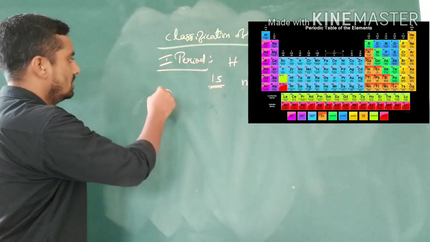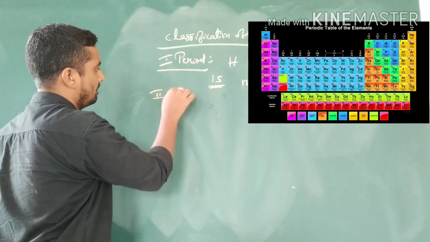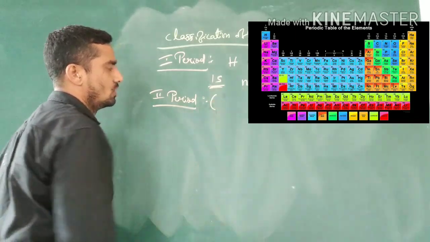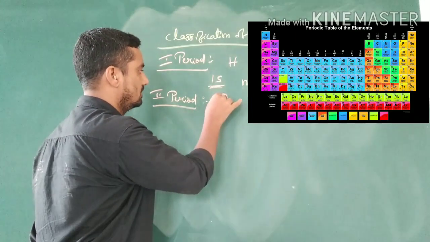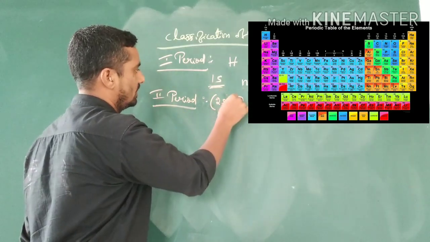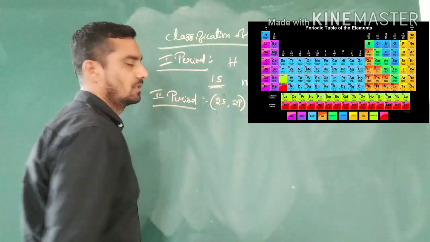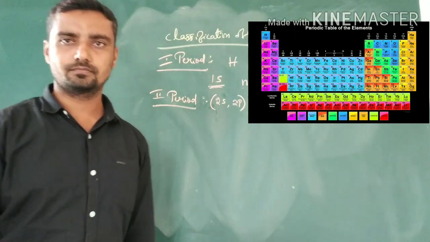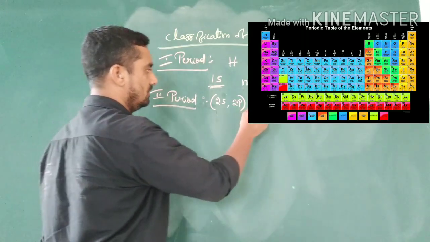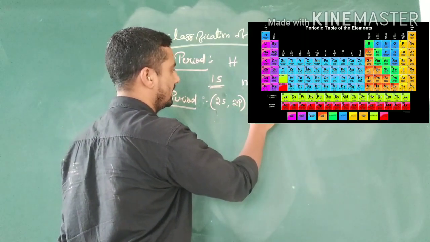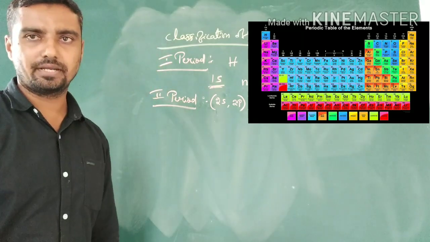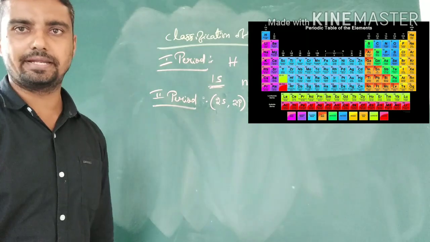Come to the second period. In this second period, the orbitals involved are 2s and 2p. These two orbitals are involved. This second period contains 8 elements. How many elements? There will be 8 elements.